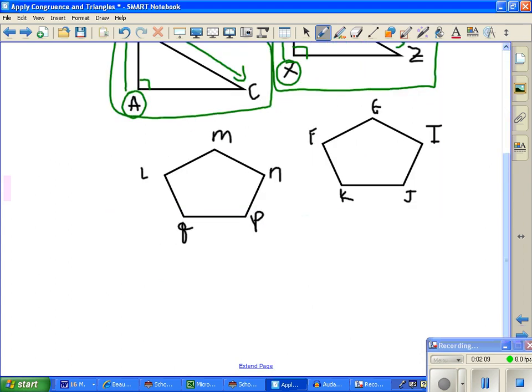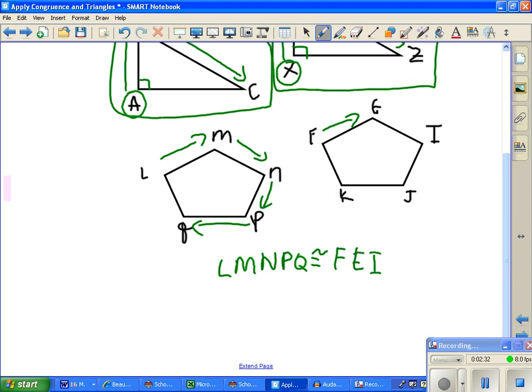Same thing's going to hold true with polygons down here. If I say that pentagon LMNPQ is congruent to this other one, I'm going to have to start. I went LMNPQ, so I need to go from the same starting spot. So it's going to be F, E, I, J, K. Order matters. If you write it in the wrong order, it's going to be incorrect. Order's a big deal. That's what you need to get out of this slide. Make sure you do things in the same order.